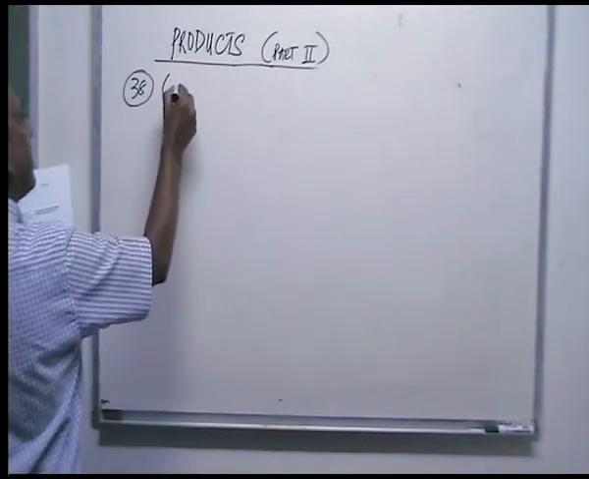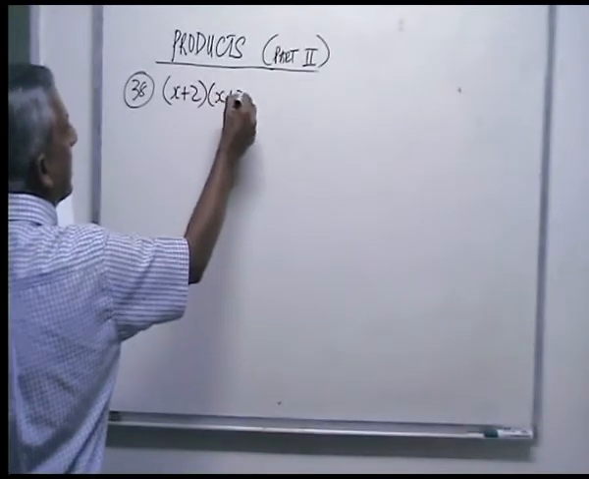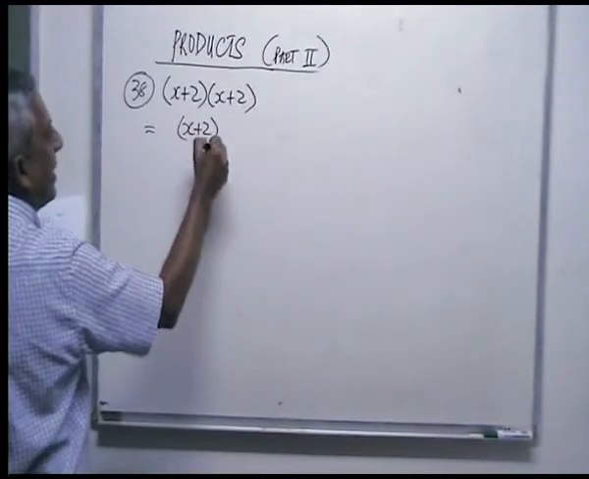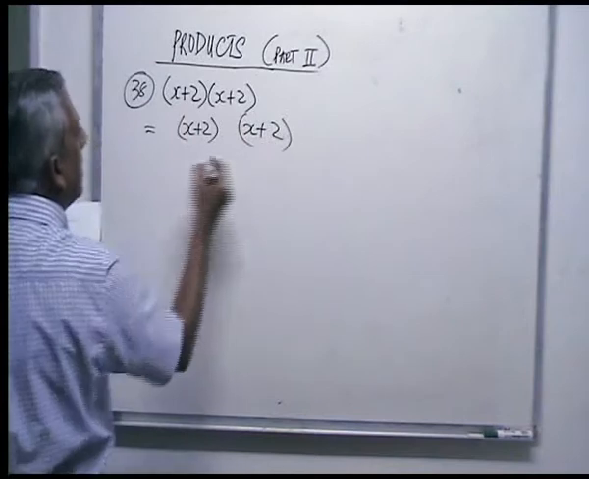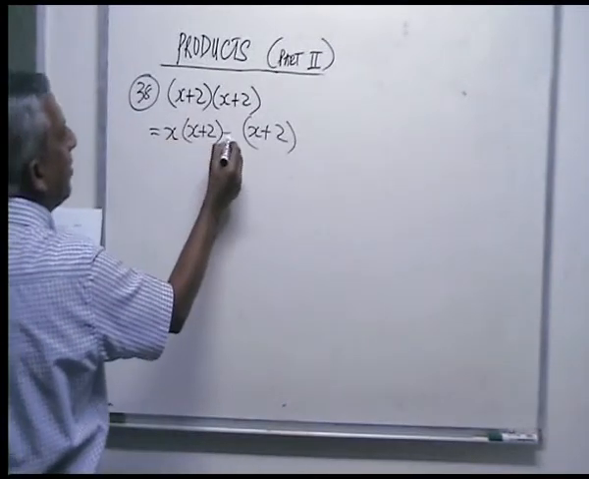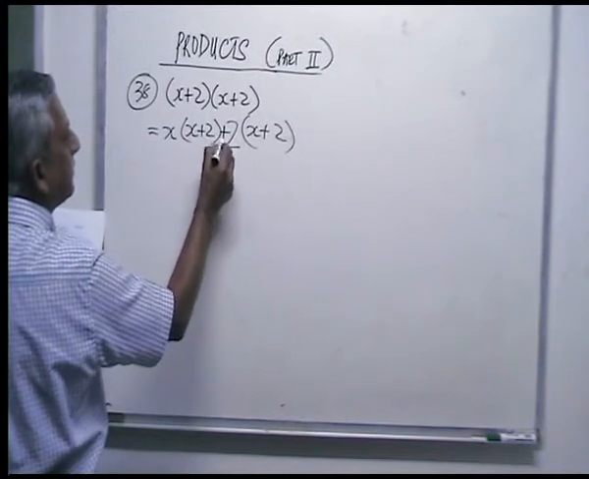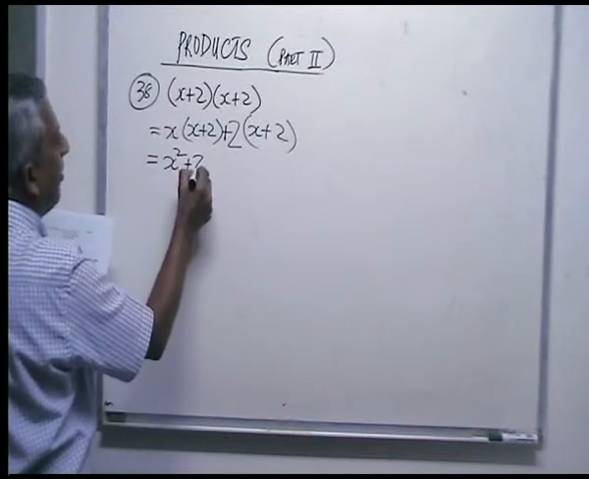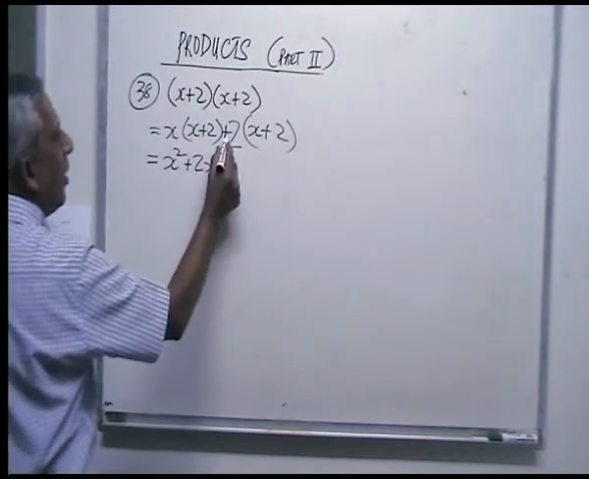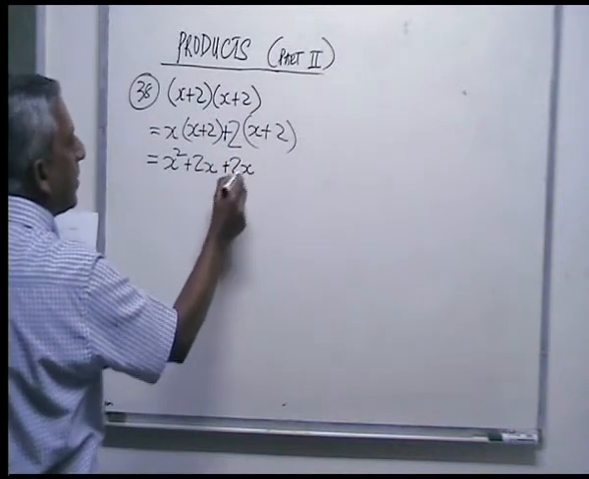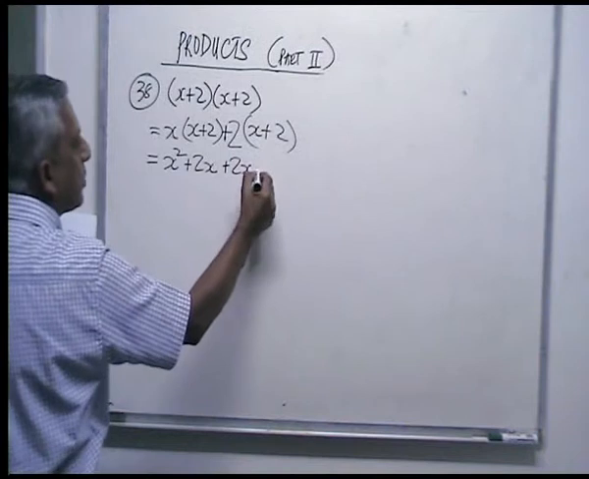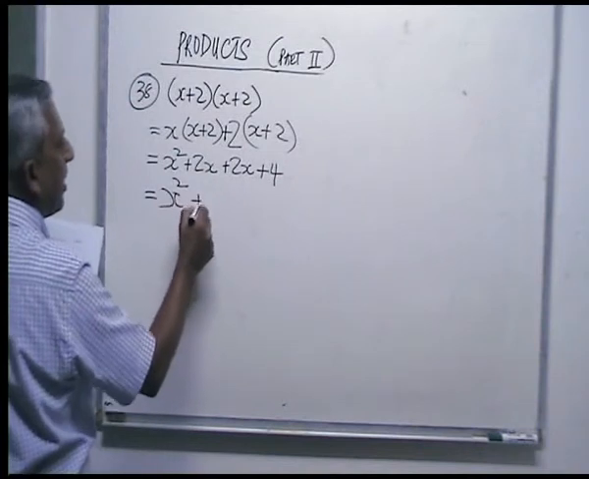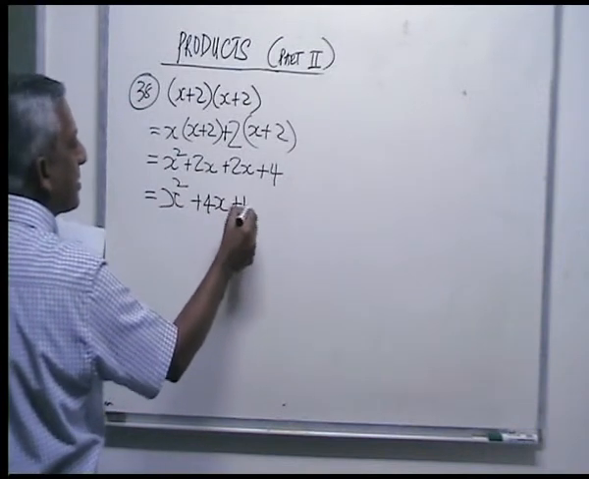We're on to number 38, x plus 2 times x plus 2. So I can write the answer down here. Write down the second bracket 2 times. In the front here will be x, and in the middle here will be plus 2. So x times x is x squared. X times 2 is plus 2x. Plus 2 times x will give you plus 2x. Plus 2 times plus 2 will give you plus 4. And that gives you x squared plus 4x plus 4.